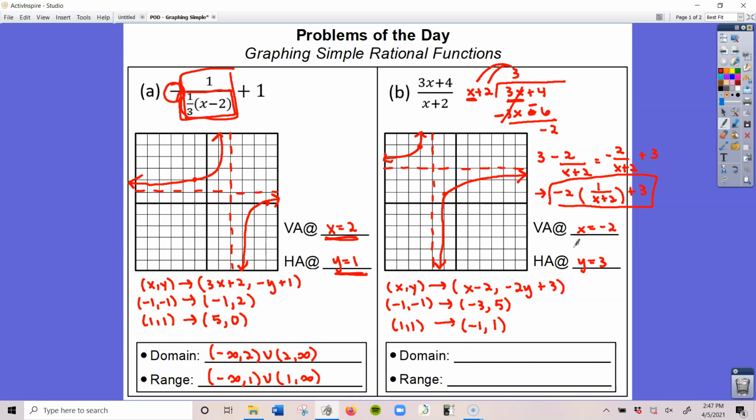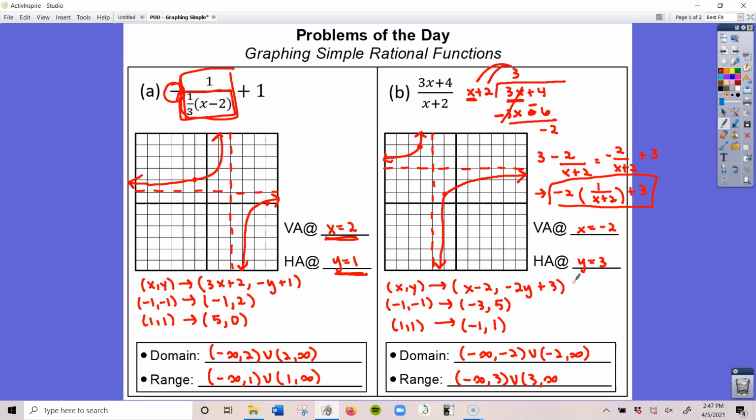Now my domain is affected by the vertical asymptote. It's all real numbers except for x is equal to -2. So my domain would be -infinity to -2 union -2 to infinity. My range is all real numbers except for when y is equal to 3. So my range is going to be from -infinity to 3 union 3 to infinity.